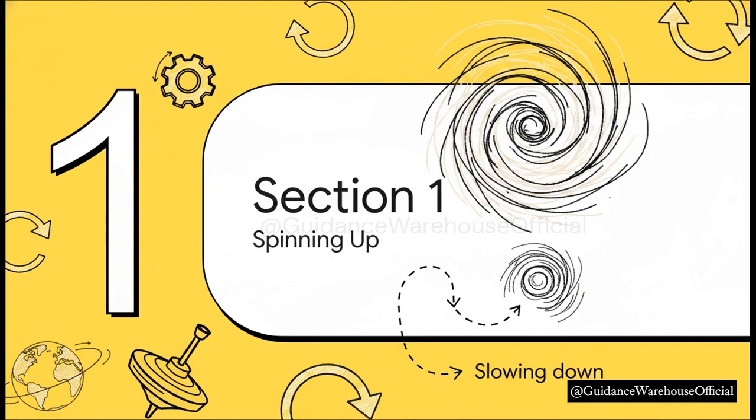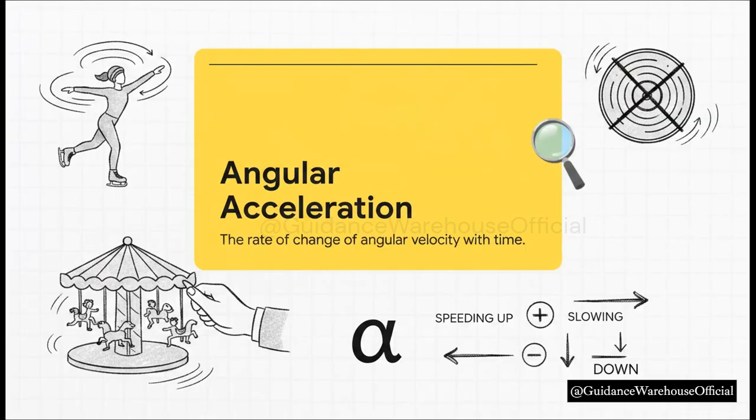All right, section 1, spinning up, slowing down. Before we even touch a whiteboard, let's just think about how things move. Whenever a spinning object changes its speed, that's angular acceleration in action. Think about an ice skater pulling her arms in to spin like a top, or a massive hard drive spinning down when you power off a server. Their spin, which we call angular velocity, is changing. That rate of change, that is angular acceleration.